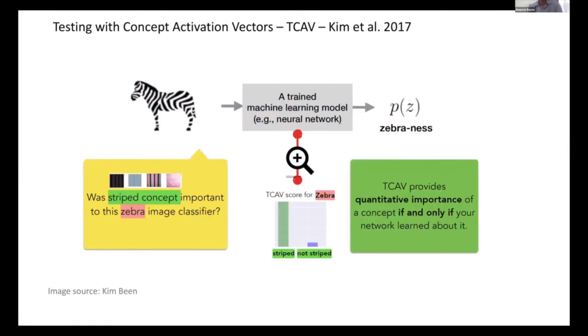Now, how does it work? Let's say I want to understand how a model is sensitive to the concept of zebra-ness. So you see this picture here, and you see the stripes. So I could create different images of, let's say, zebra-ness with stripe images, and I want to evaluate how sensitive my model is to that concept of how much zebra-ness is in that image.